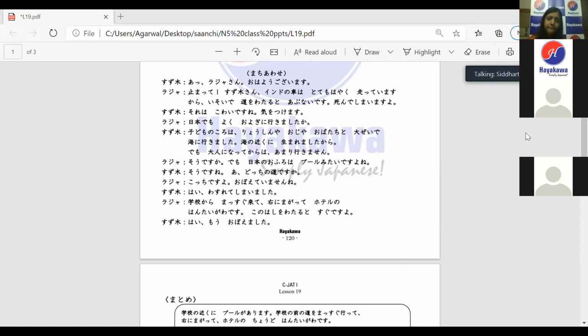Yes, Suzuki-san, Indo no kuruma totemo hayaku ashite imasu kara.